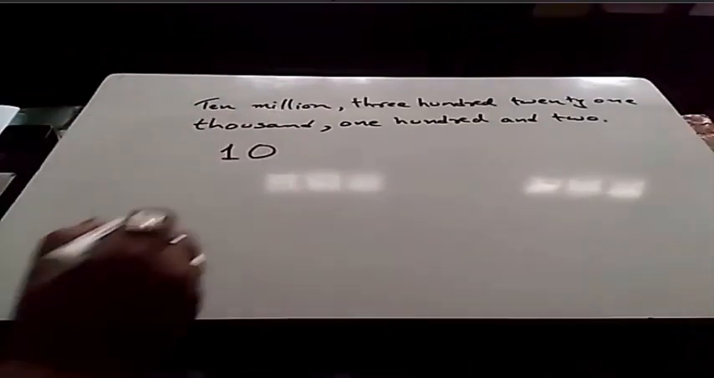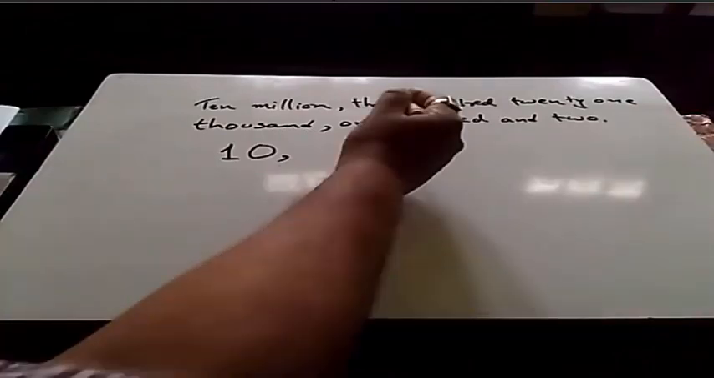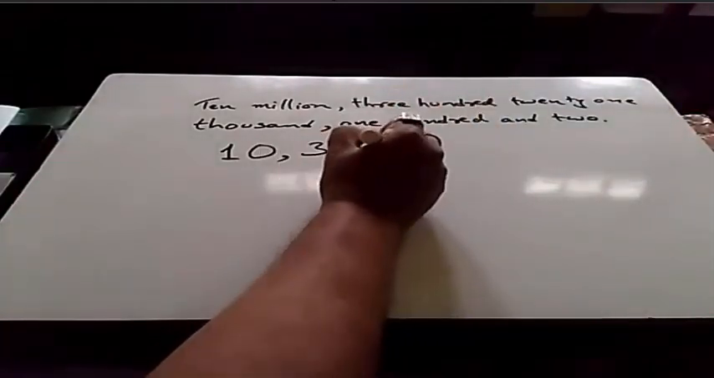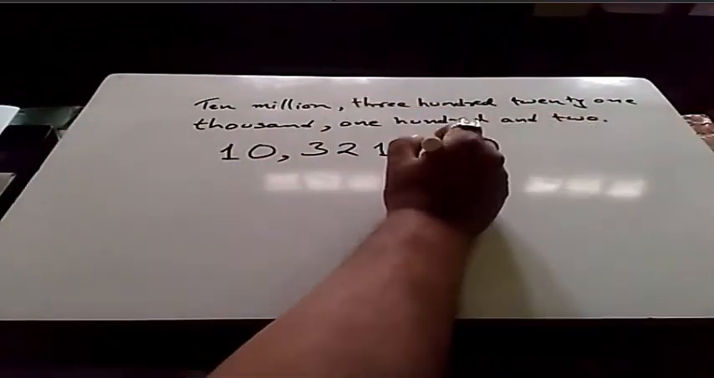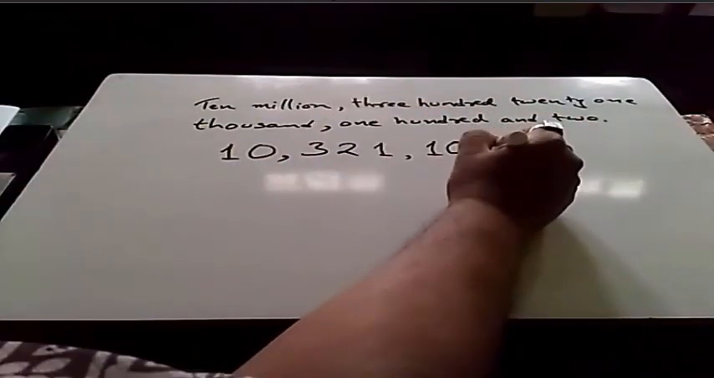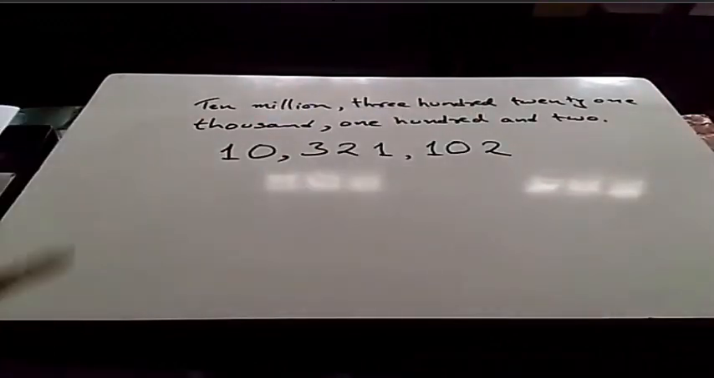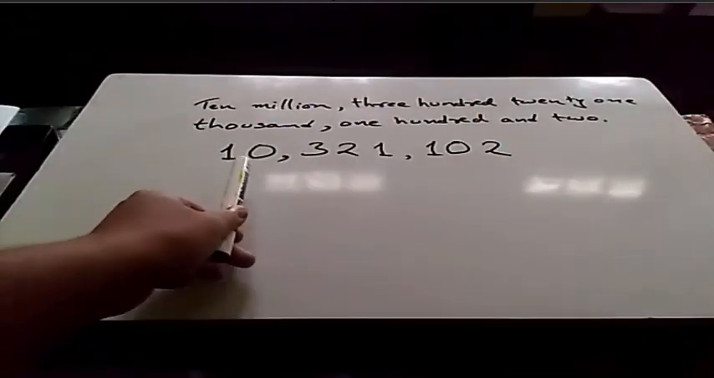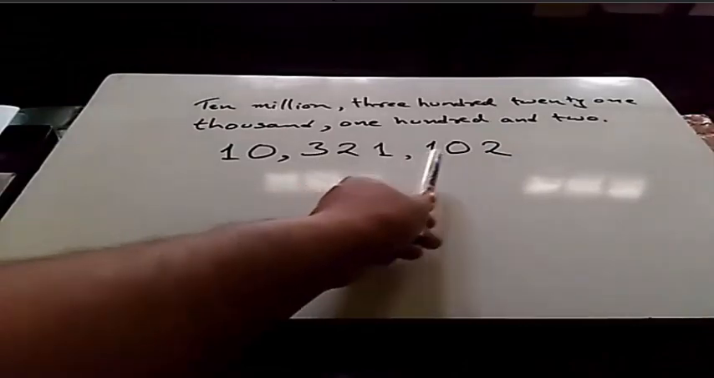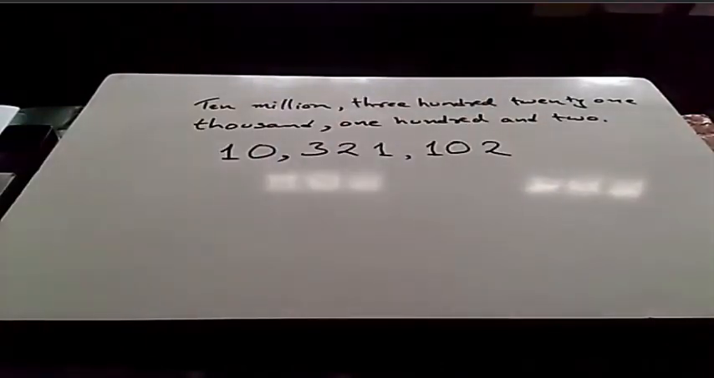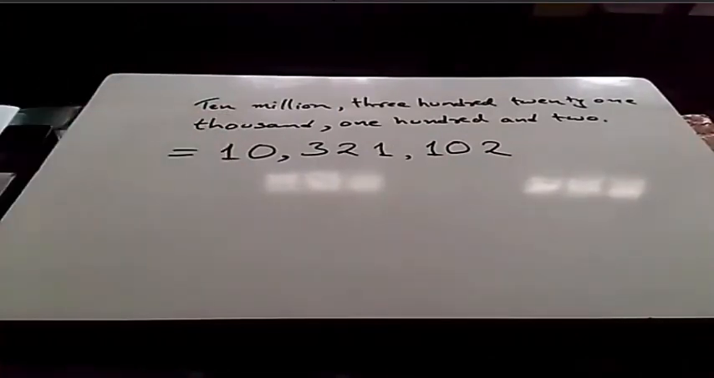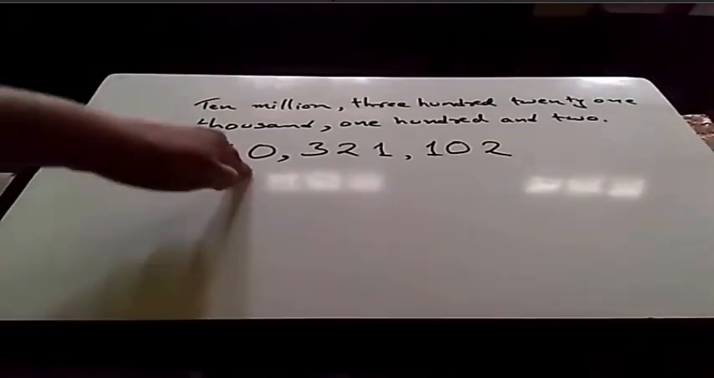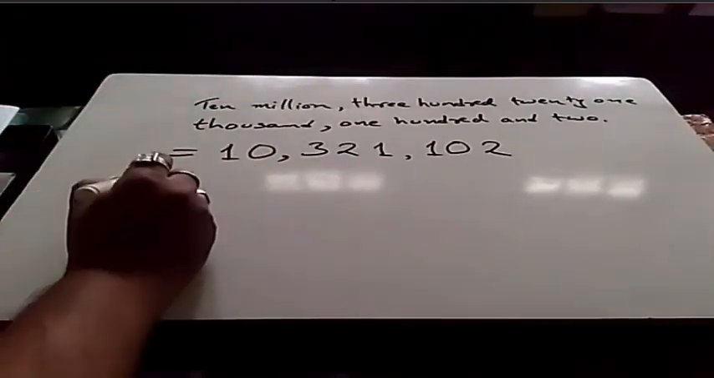10 million, then a period, 321,000, then a period, 102. So this number is now 10,321,102. So this is equal to this. Now the second step will be converting this number into the Indian system.